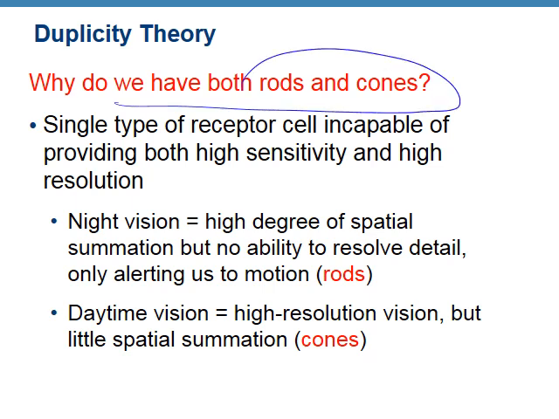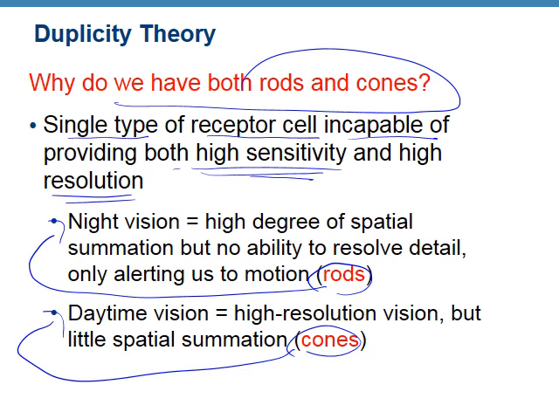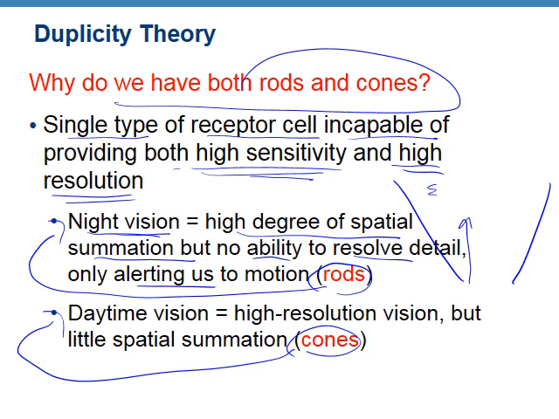Why do we have both rods and cones? You can see here that rods are for night vision and cones are for day vision. A single type of cell receptor is incapable of providing both high sensitivity and high resolution. So we just don't have that. We have two depending on our needs. So think about night vision. A high degree of spatial summation, so you can see all of this wide space, but no ability to resolve detail. So the farther you are away, this gets fuzzy.